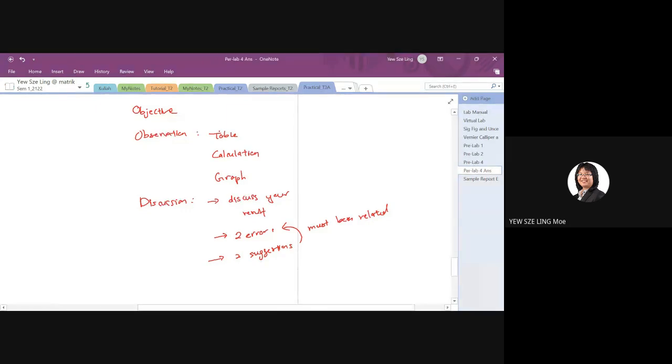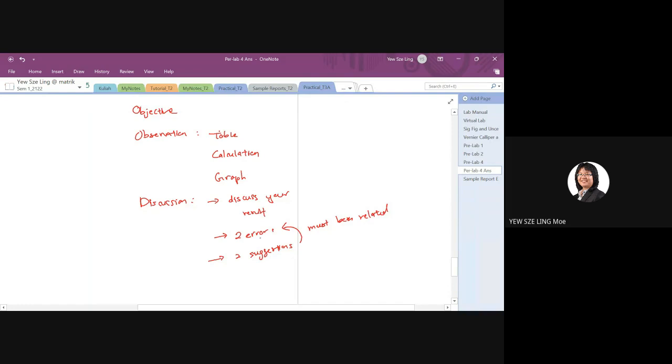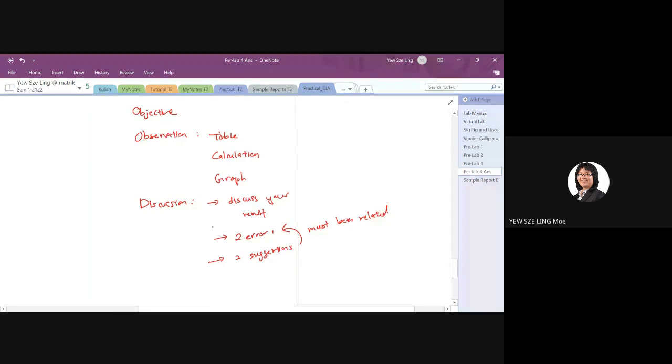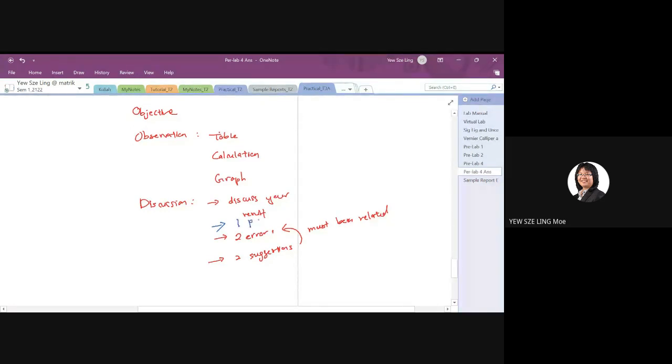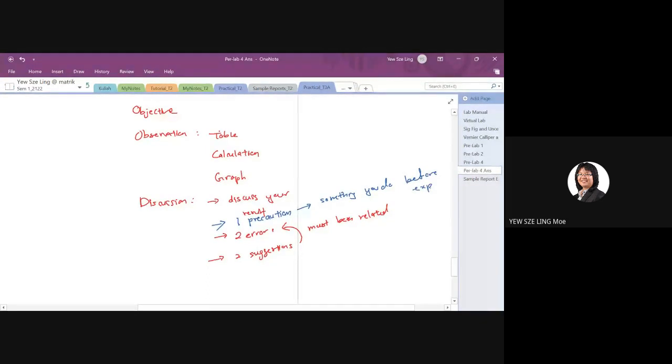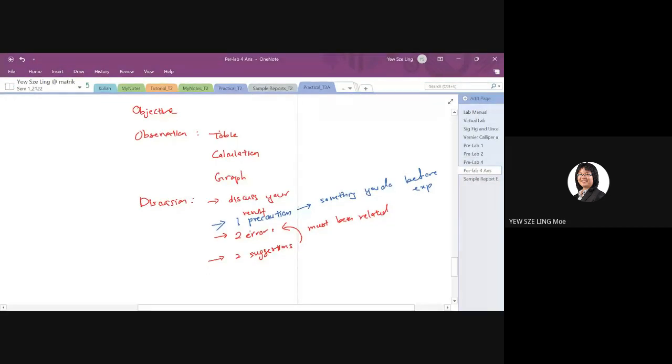And then in the new format, it asks for 1 more paragraph. So now these errors and these suggestions will be the 3rd and 4th paragraph. You need to add in a 2nd paragraph where you discuss at least 1 precaution. This 1 precaution is something you do before the experiment, for example, you switch off the fan. That is one of the precautions. That is not the suggestions to overcome error.